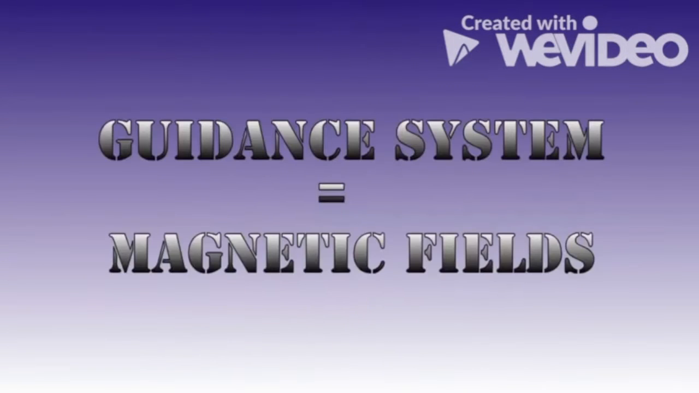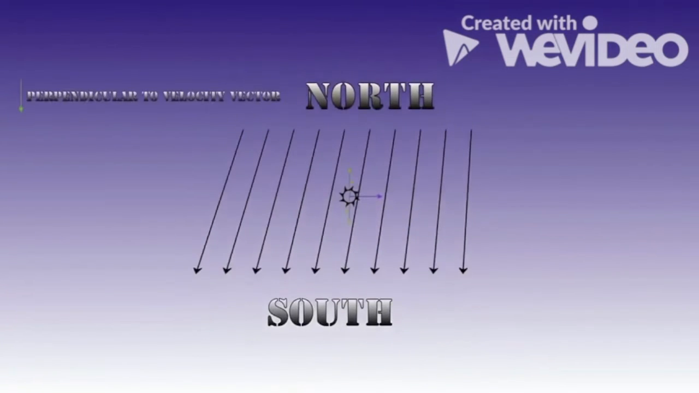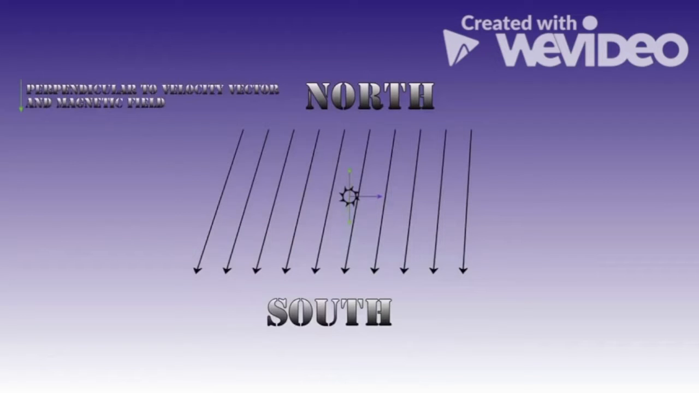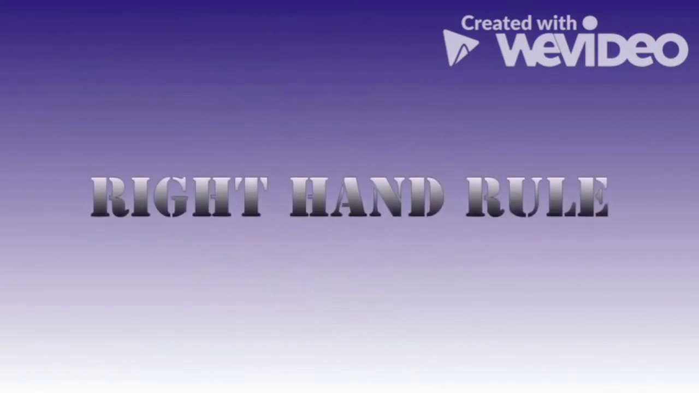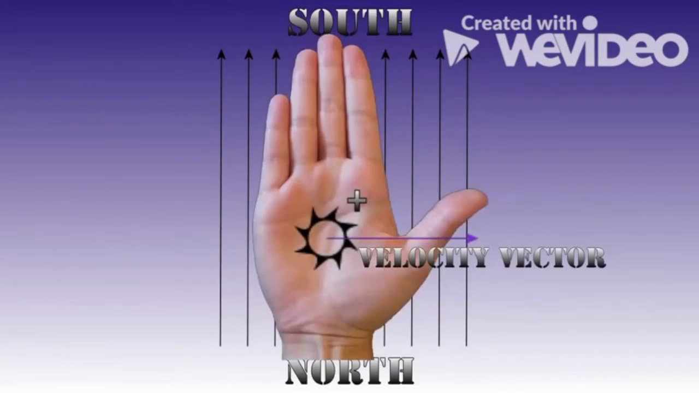But how? Let's start with the magnetic field. The magnetic fields play the role of a guidance system. Particles experience a force perpendicular to their velocity vector as well as perpendicular to the magnetic field they are experiencing. The direction can be found using the right-hand rule. When you hold out your right hand to form an L shape, point your thumb in the direction of the velocity vector or travel direction and point your fingers in the direction of the magnetic field. The force experienced by the particle comes out of your palm.